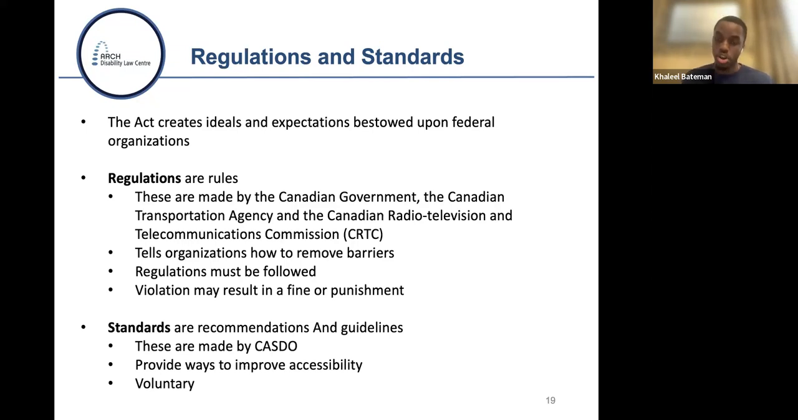Standards, on the other hand, are essentially recommendations and guidelines. They're made by CASTO, the organization that was created by the ACA, as I mentioned before, and provide ways for federal organizations to improve accessibility. Unlike regulations, standards are not compulsory, and there's no punishment for not following standards. Nonetheless, they are recognized as national standards of Canada, and they contribute to the overall goal of eliminating barriers across the country.